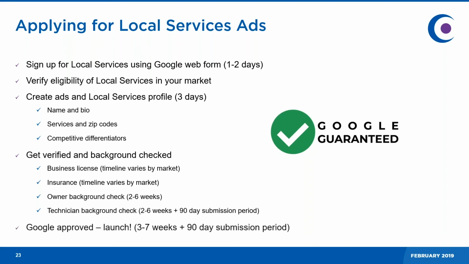But since you're all members of the Air Conditioning Contractors of America, we know you guys are reputable companies and should have no problem getting Google approved. In which case, you've already set up your ads in your local services profile. Everyone's been background checked, and you're ready to launch. And that process, again, from start to finish, really takes anywhere from about 3 to 7 weeks. We see on average here at Blue Corona, 4 weeks maybe on the shorter side, 6+ weeks on the longer side, assuming everything else is running smoothly in the background for those background checks and whatnot.